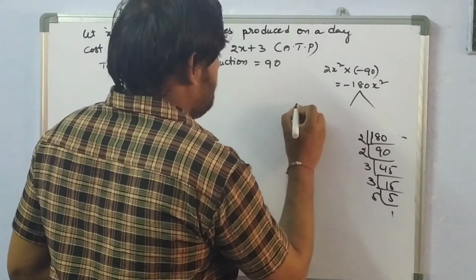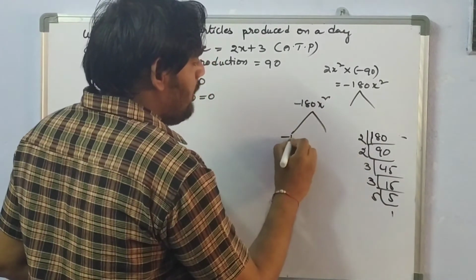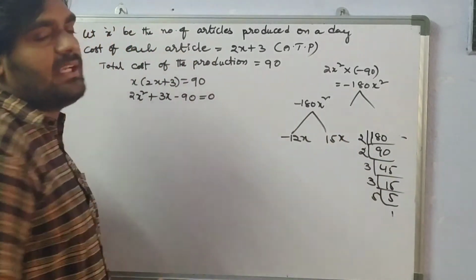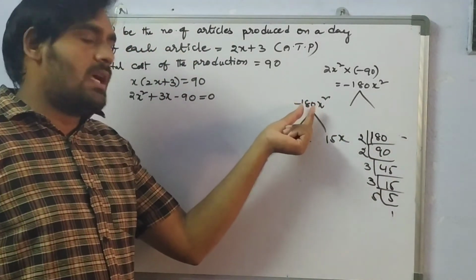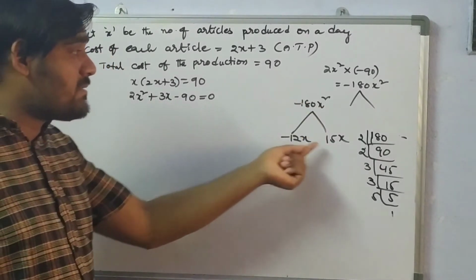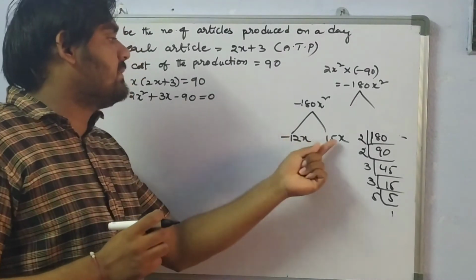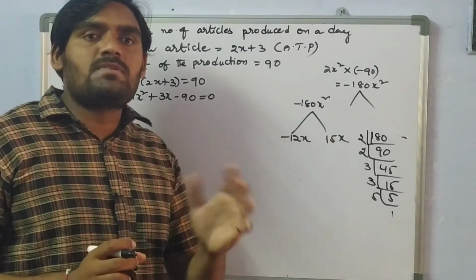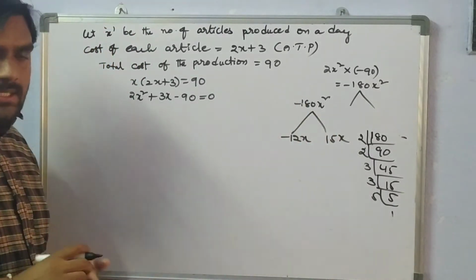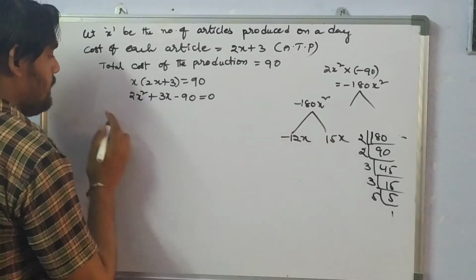So here minus 180x square we can write as the product of minus 12x and 15x. These two terms satisfy the condition, that is their product is minus 180x square and sum is plus 3x. Why do I have to take these two only? Other than these terms, if you take any two terms, they won't satisfy the condition minus 180x square as well as plus 3x. So here we need to write plus 3x as the sum of these two.